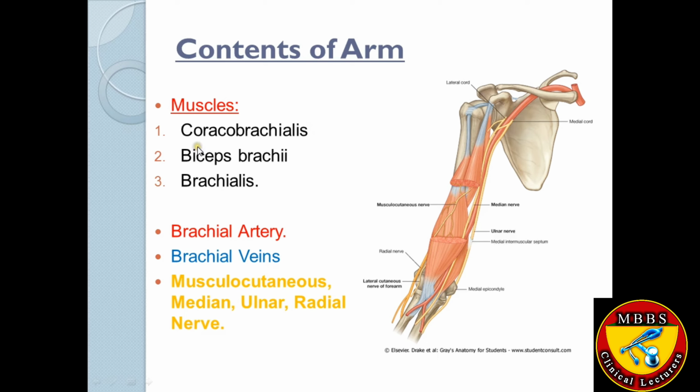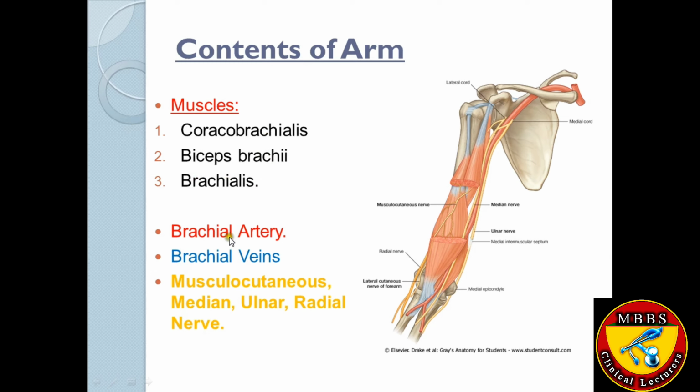Now we will discuss the contents of the anterior compartment of the arm. The anterior compartment of the arm has three important muscles: coracobrachialis, biceps brachii, and brachialis. So it has three important muscles which are present in the anterior compartment.